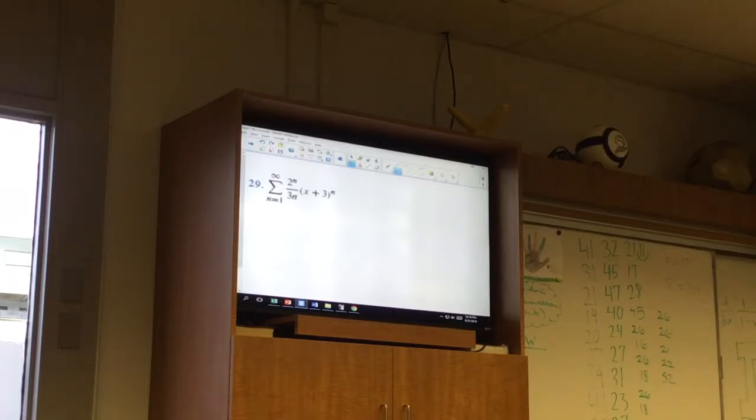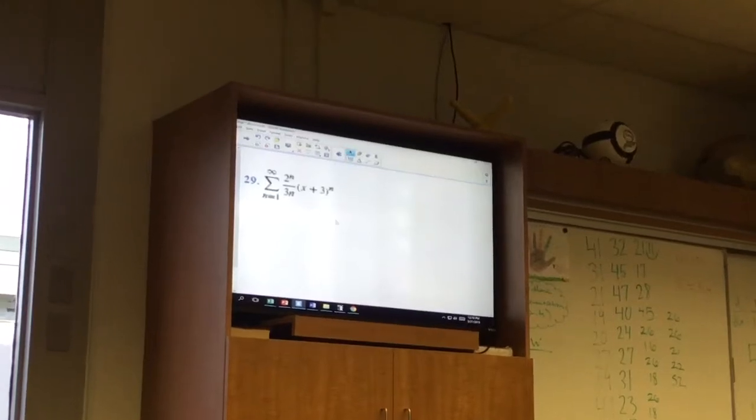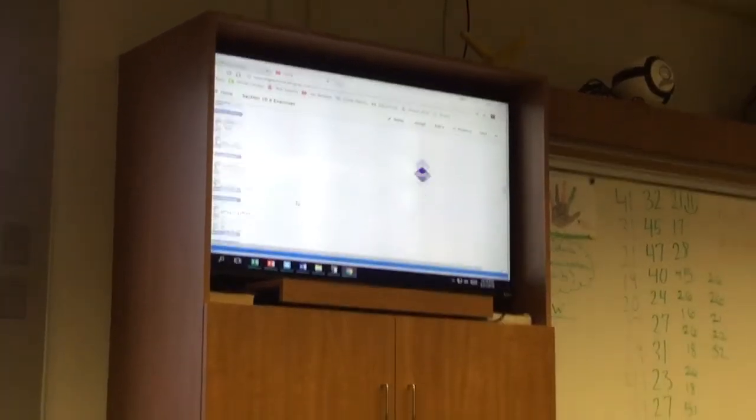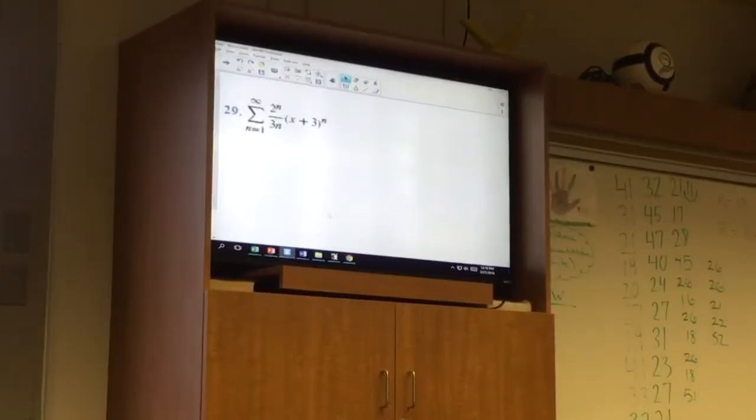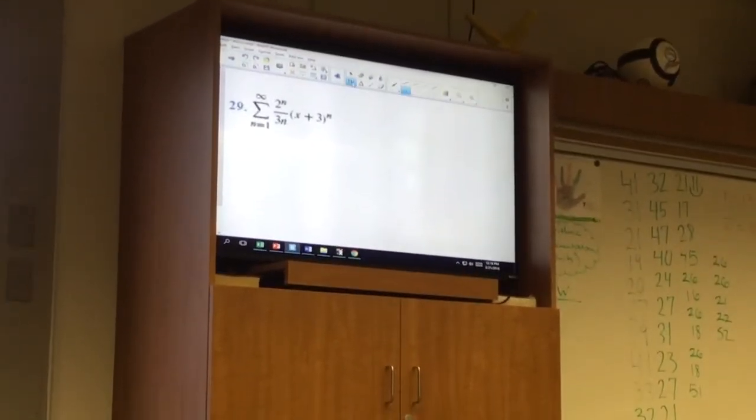So, I didn't include the directions, so hold on. Let's back up a little bit. It asks us to find the interval of convergence. So, what do we use?